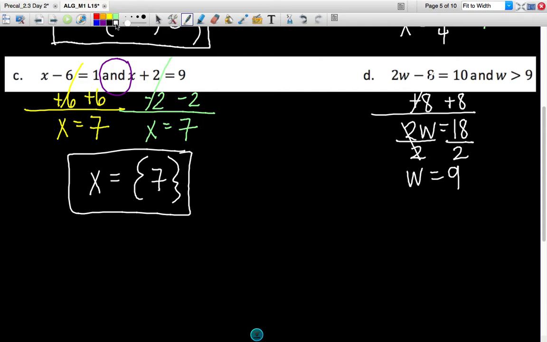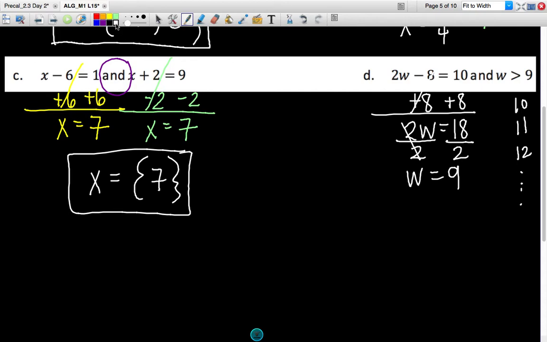The other one, w greater than 9, is already solved because the variable is by itself. So we need to think about what that means. w greater than 9 means it does not equal 9, and if it did, they would have put the bar underneath the symbol. So this would mean numbers like 10, 11, 12, and so on.